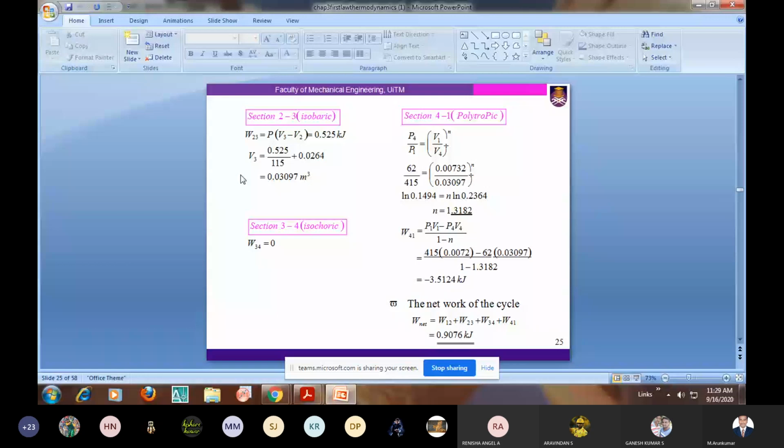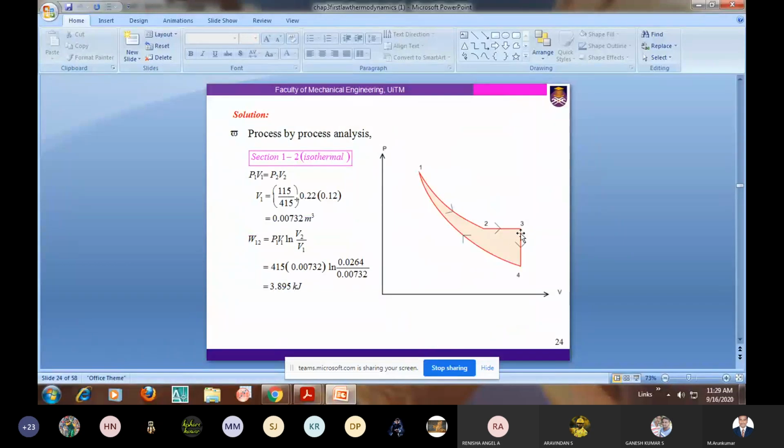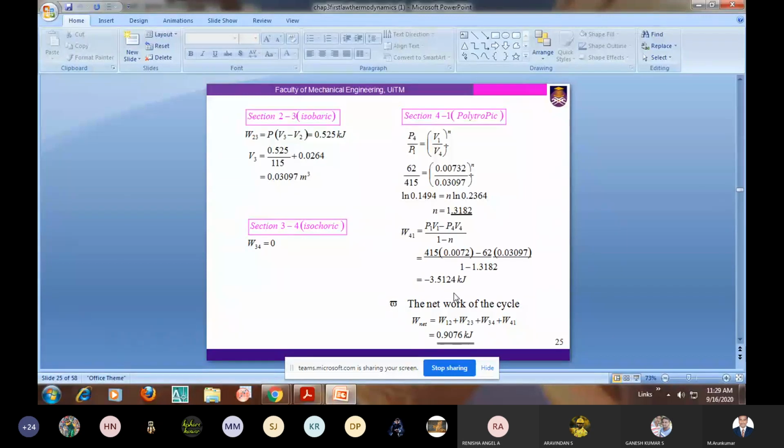Right. So we know the next process is a constant volume process. So V3 will be equal to V4. We need to find P4. We know that for an isochoric process W is equal to 0. So W34 will be equal to 0. Then for process 4 to 1, it's a polytropic process.